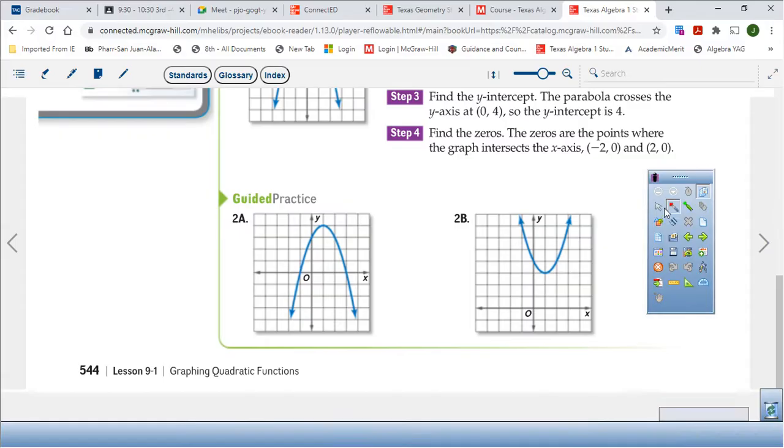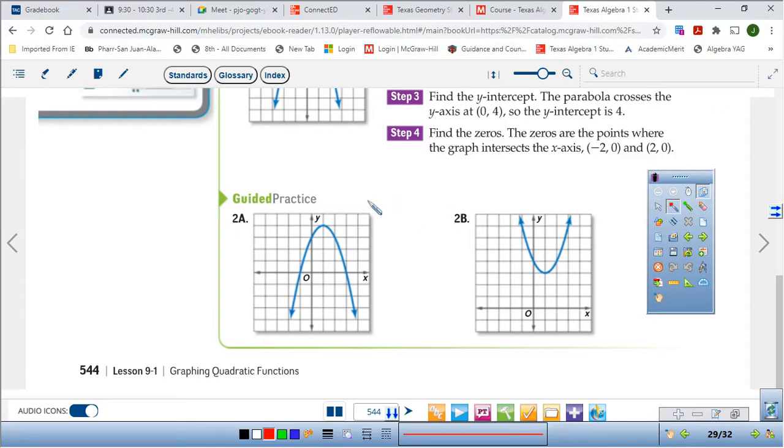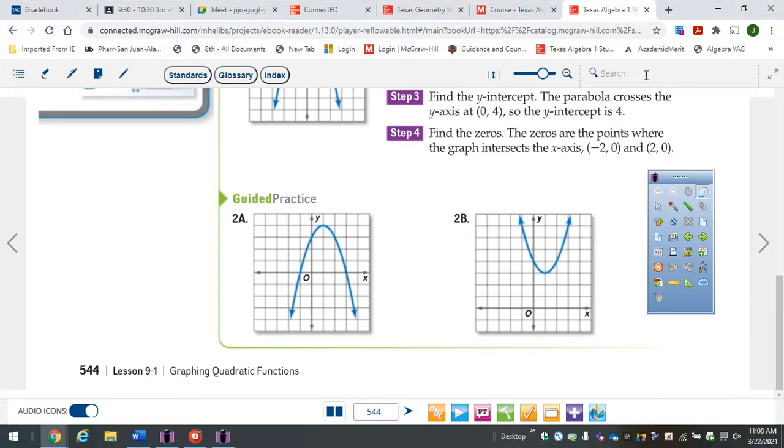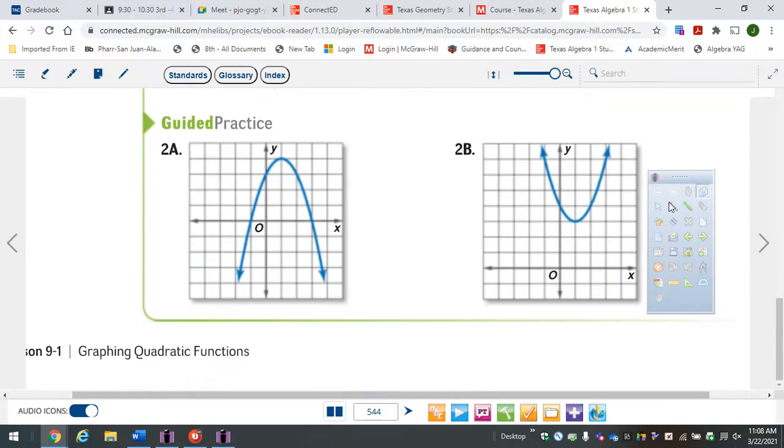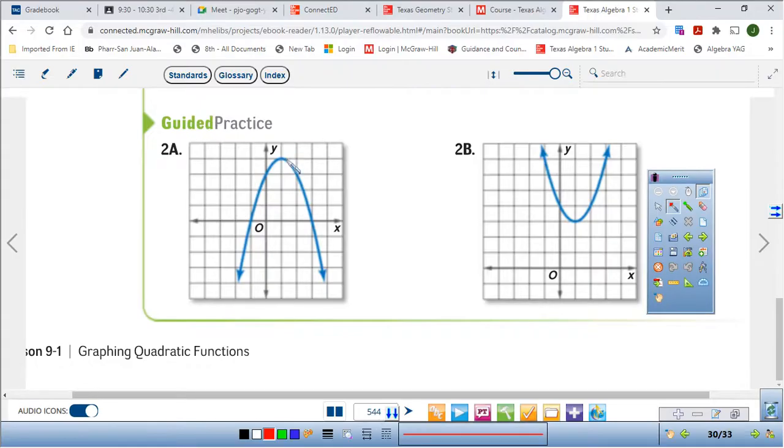So let's look at this one real quick. Let's see what's going on here. Okay. Copy this graph, get down on your paper, guys. Look at it. Let me zoom in. Okay, so vertex, this highest point. Okay, it's a maximum. Just saying, it's a max. My y-intercept right here. It's where my graph crosses my y-axis. This is a zero. This is a zero.